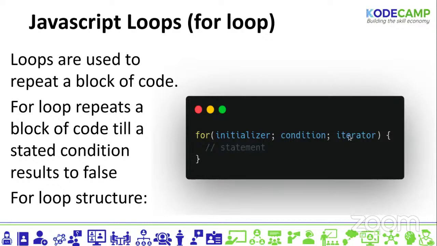Then this iterator is how much you want your initializer to be increased by. If you want your initializer to increase by a certain number each time, you put that number here as your iterator. Definitely I'm going to explain all these things to you. I know this might not be really clear to you guys, but it's not hard.